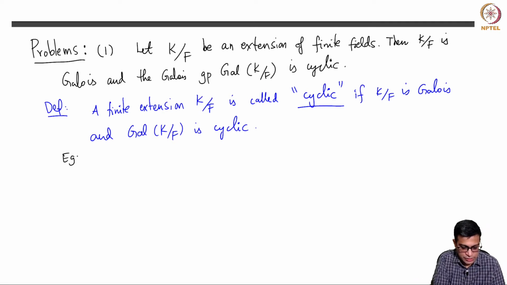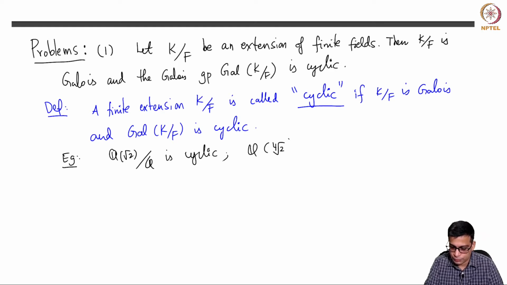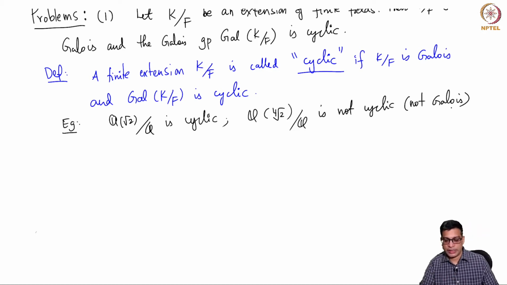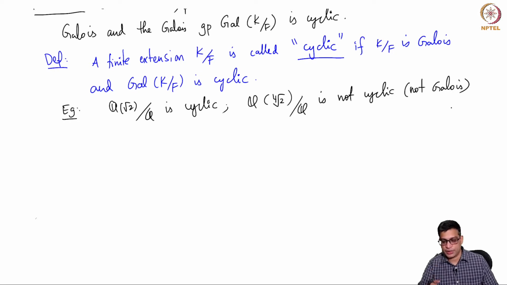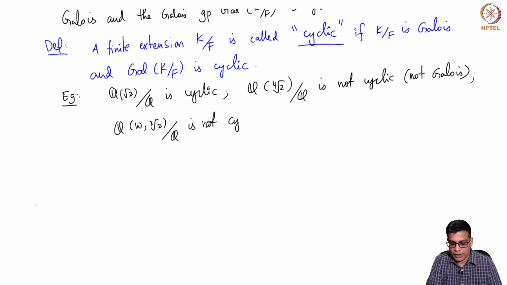Examples of such things are, for example, Q adjoin root 2 over Q is cyclic, because its Galois group is Z mod 2Z. On the other hand, Q adjoin the fourth root of 2 over Q is not cyclic. This is because it's not even Galois, so it cannot be cyclic. Only after you determine that it is a Galois extension, you ask for its Galois group. On the other hand, if you take Q adjoin omega, cube root of 2 over Q, this is Galois, but the Galois group is S3, so it is not cyclic.